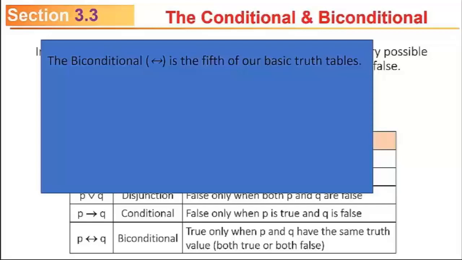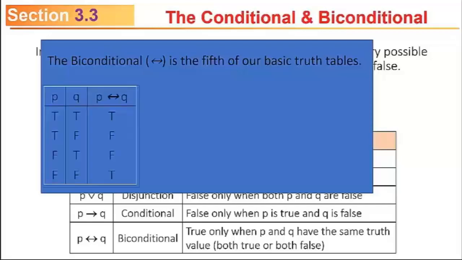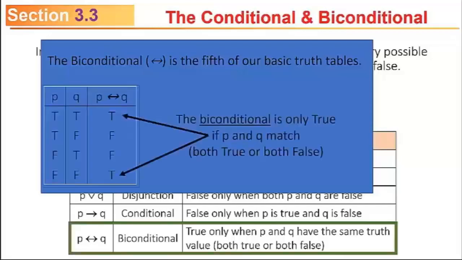Notice that the conditional is an arrow pointing to the right. The biconditional symbol is an arrow pointing in both directions, or a double-headed arrow. The biconditional is only true when P and Q have the same truth values. In other words, they're both true or they're both false. So if you look at the truth table for the biconditional, it's only true if you get P true, Q true, or if you get P false, Q false. Otherwise, it's false.